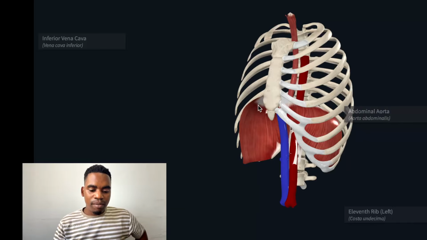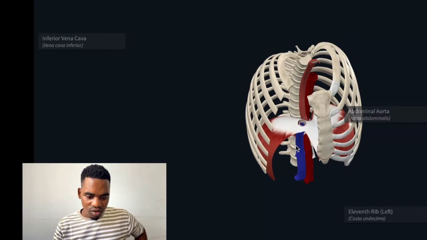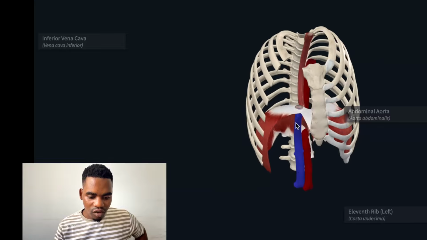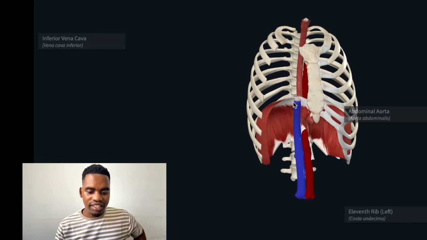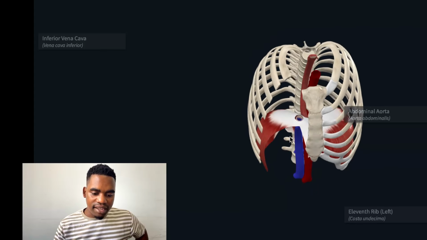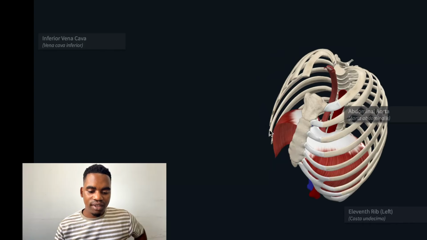Another important thing to remember about the diaphragm is that it has important apertures. Number one is this one, the caval opening. The caval opening is at the level of the T8 vertebra. And the main structure passing through the caval opening is the inferior vena cava. We're going to discuss it.